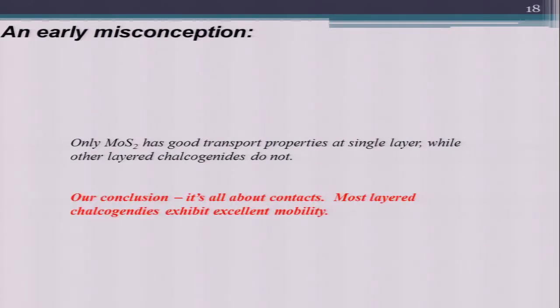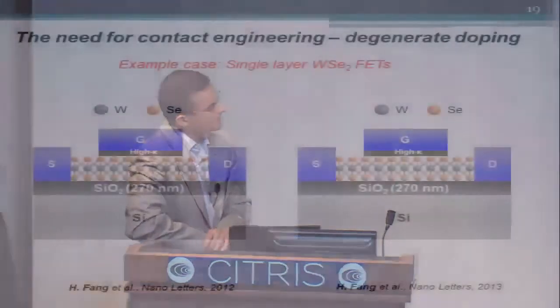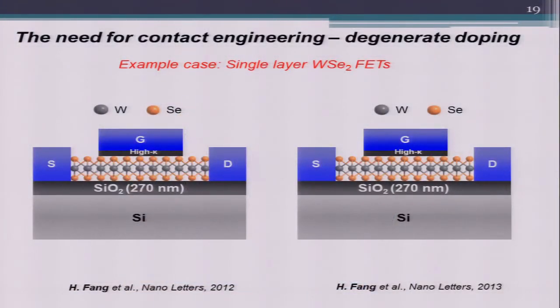Our conclusion was that's not the case. In fact, most layered chalcogenides that we have studied exhibit excellent mobility. It's all about contacts. When you have very thin materials, very small materials, contact resistance always dominates. You have to figure out how to contact them properly. Moly sulfide, because of the position of its valence band and conduction band, you were able to, by luck, readily contact the conduction band, so you don't have to worry about the contact resistance. So we started looking at this more carefully.